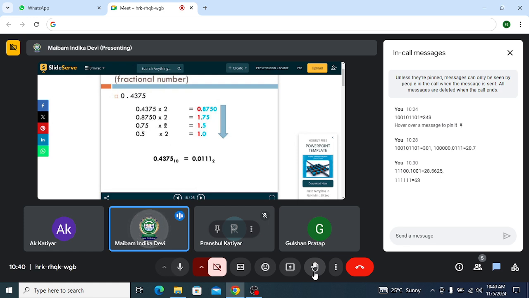So 0.75 into 2, you get 1.5. You take the fractional part again, 0.5. 0.5 into 2 is 1.0. So you will calculate like this until you get a 0 after the decimal point. In exam, if it continues for a multiple number of steps or if it is very lengthy, and if the question mentions round off up to 6 digits, then you have to proceed taking up to 6 digits only. Clear?